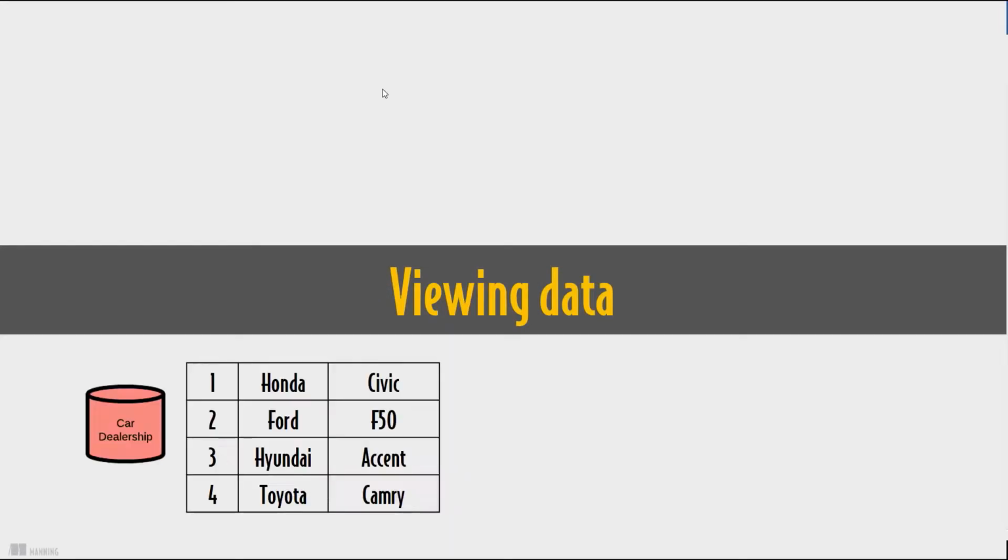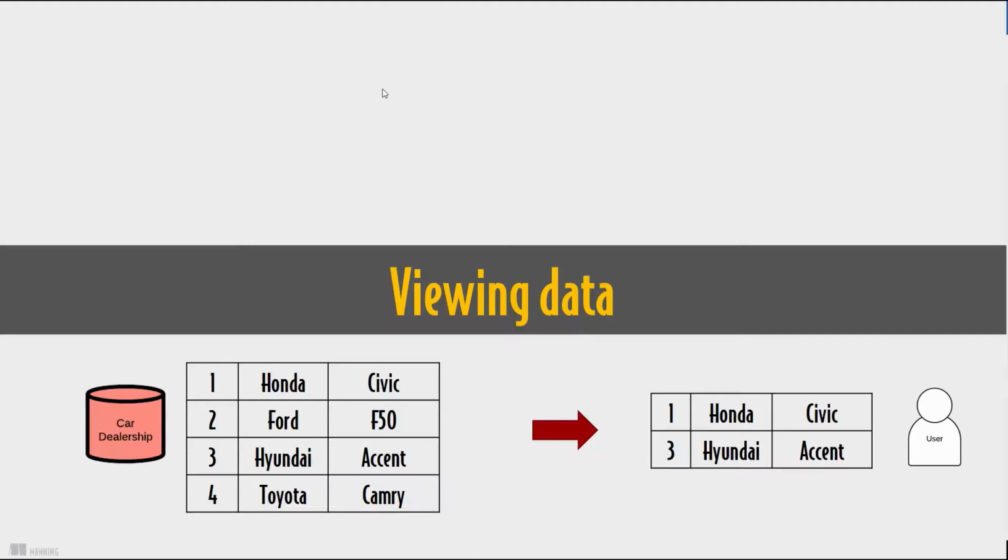Remember that diagram we saw earlier in the course? This represents what the select statement does. On the left, we have a table that represents our car dealership. It shows some information about our cars, such as a Honda Civic and a Ford F50. Let's say we just wanted to see the Honda Civic and the Hyundai Accent cars. We would then write and run a select statement to get just those records.